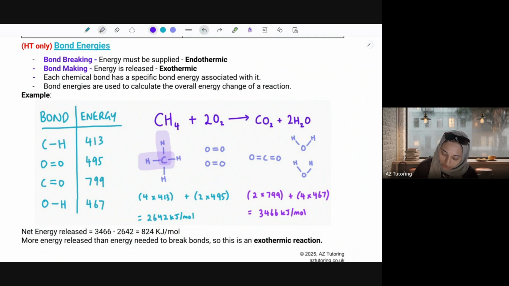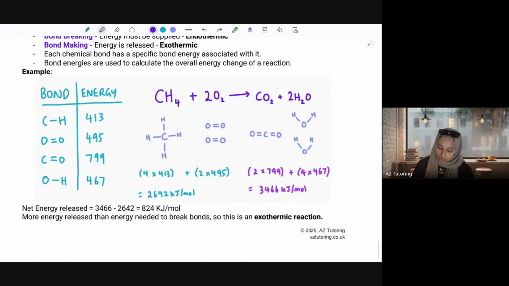Remember, molar ratios also affect this. So for example, I've got 2 moles of water here. So I've got 1, 2, 3, 4 OH bonds, which you've got there as well. So remember, molar ratios affect that. In AQA, they don't really penalize you for which way you minus them, but you could just do products minus reactants, and that gives you your net energy release.